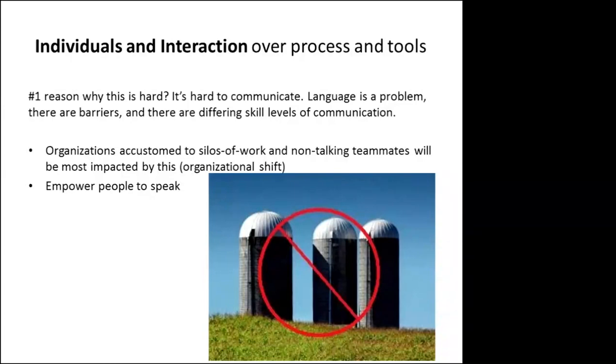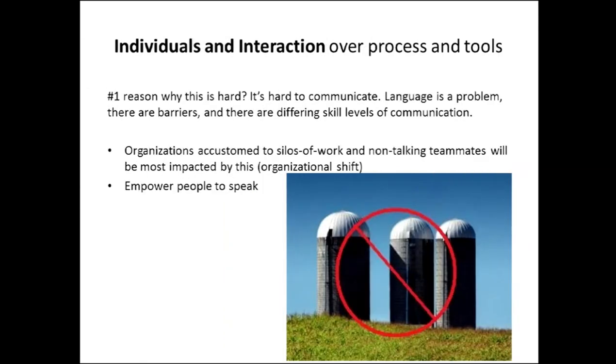Individuals and interaction over processes and tools. The number one reason why Agile can be hard is that it can be hard to communicate. Language, there are barriers, there are differing levels of communication, personalities.